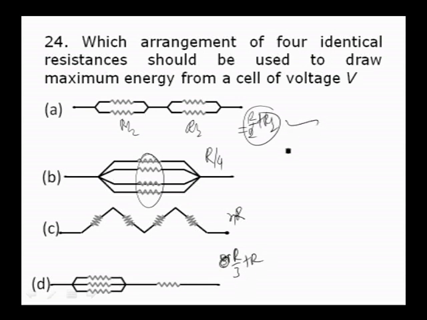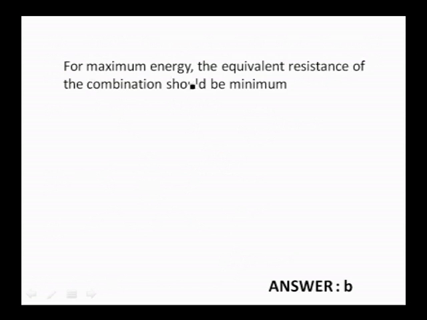Among these 1, 2, 3, 4, this is the lowest value of the resistance. When all the resistors are connected in parallel, effective resistance is low. So therefore, this is the correct option, because the condition itself is maximum energy, the equivalent resistance of the combination should be minimum. So therefore, the correct option is B. All the resistors are connected in parallel.